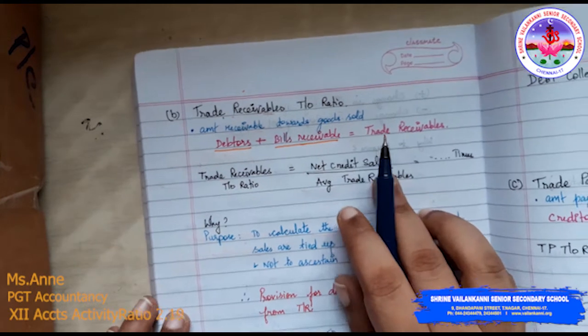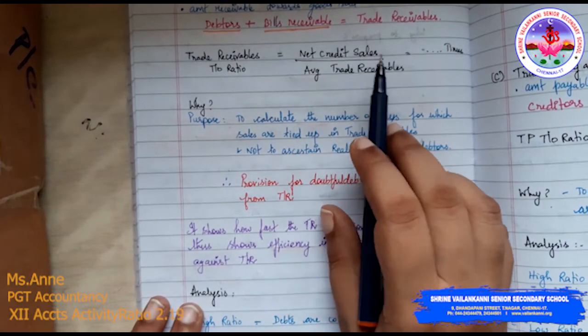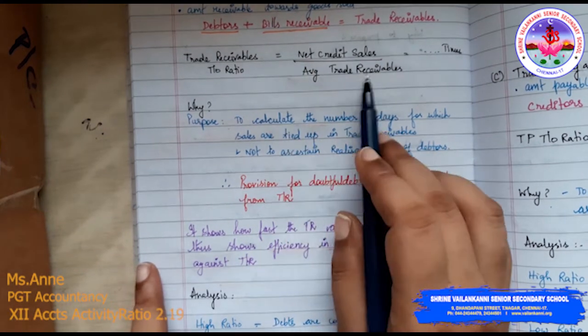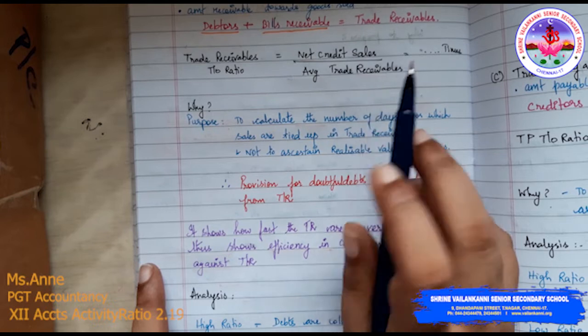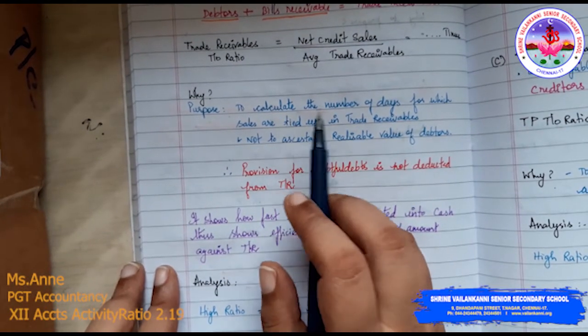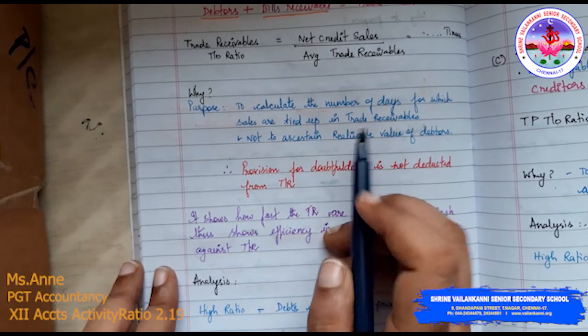Okay, so trade receivables, the formula is net credit sales. As I told you, it is related with sales. Net credit sales divided by average trade receivables. Now, why do we need to prepare this? To calculate the number of days for which the sales are tied up in trade receivables.